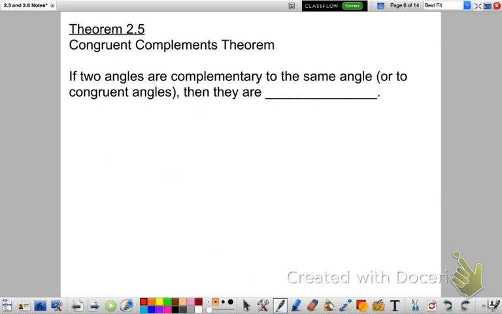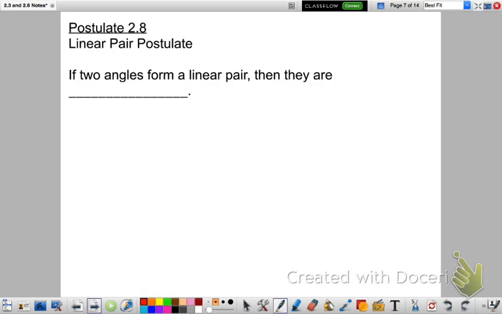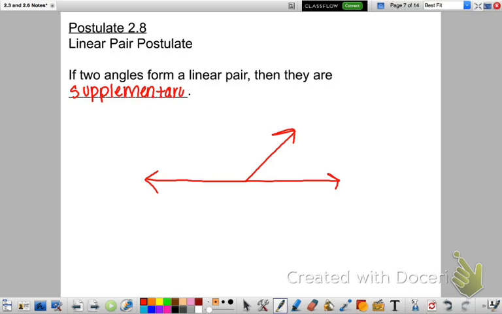If two angles are complementary to the same angle, then they are congruent. Same reasoning as the last one. This time they're going to be complementary, or they're going to add up to be 90 degrees, versus the last one was supplementary, which is 180. Linear pair postulate. Okay, we have two angles, and they form a linear pair. Therefore, they are supplementary, or the sum of their measures is 180 degrees.